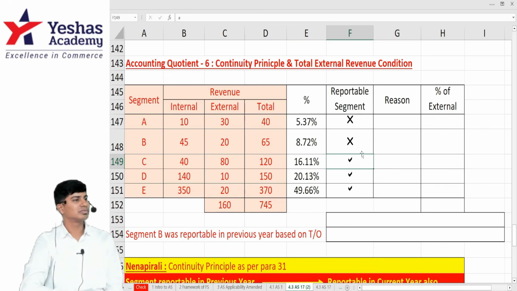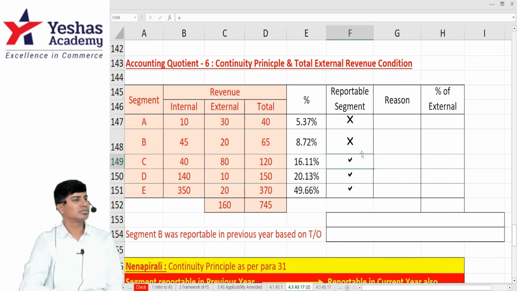Come to the second one. Segment B. 9.28, 14.81, 7.32. Reportable, not reportable? What is the basis? Percentage of profit. That is result. TRA is the basis. T is turnover or sales. R is result, profit or loss. A is asset.